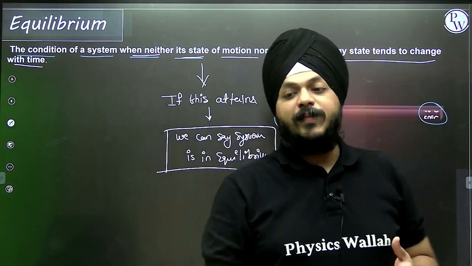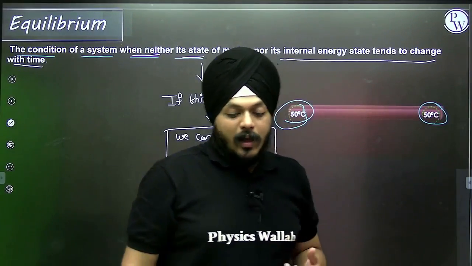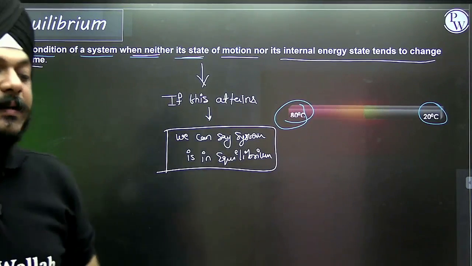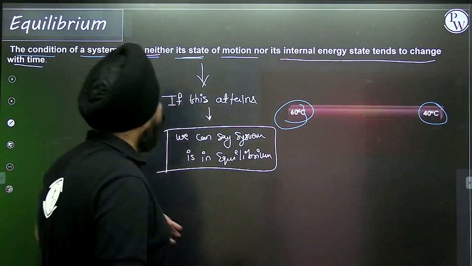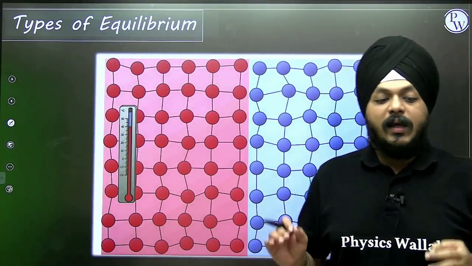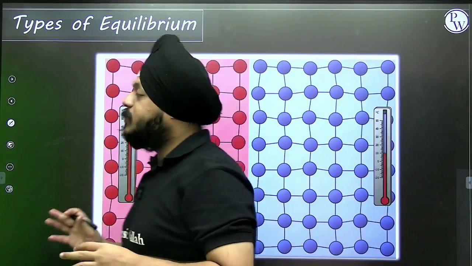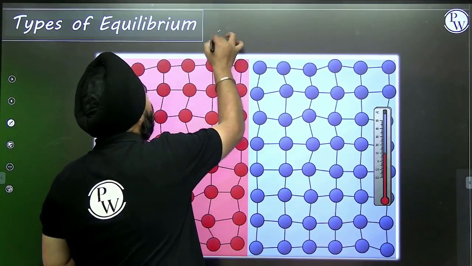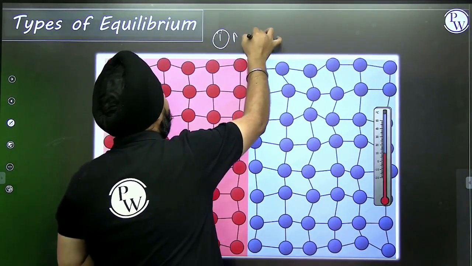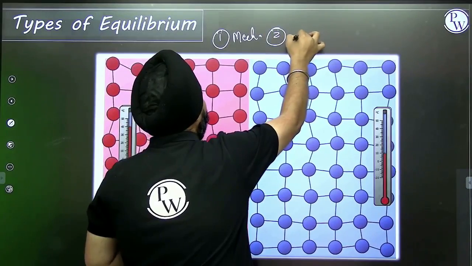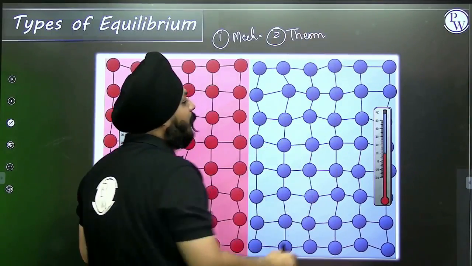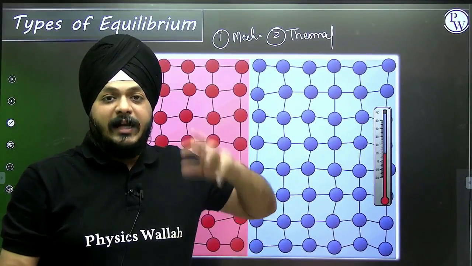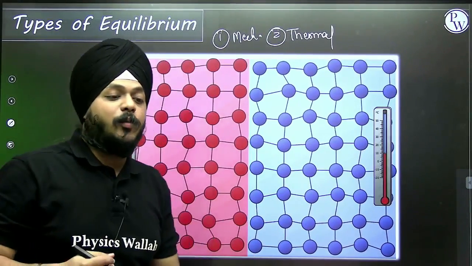Now, what kind of equilibrium? There are some criteria in that. We are going to discuss that part in detail, but before that, I hope the definition of equilibrium is clear to you all. Now see, types of equilibrium. Basically, three types of equilibrium are there. First, mechanical equilibrium. Second, thermal equilibrium. And the third one, when all three equilibriums are attained, we reach the thermodynamic equilibrium.